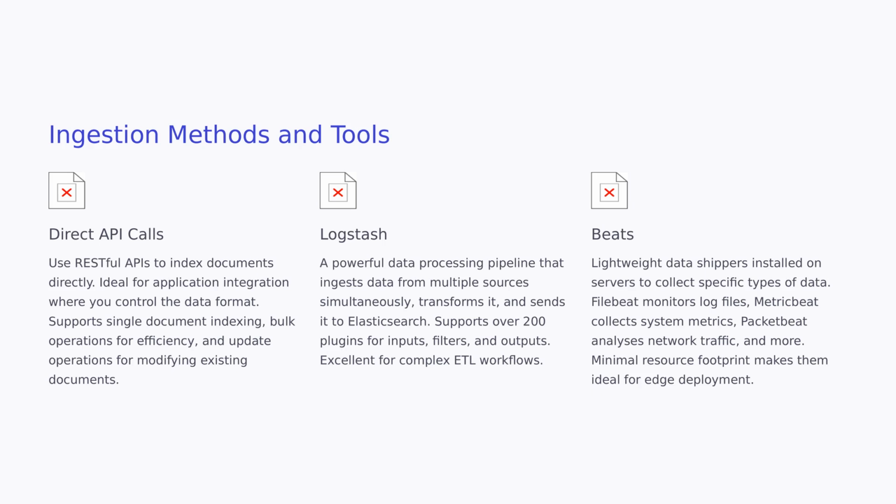Or, opt for Beats, lightweight data shippers that efficiently collect specific data types. FileBeat for log files, MetricBeat for system metrics, and PacketBeat for network traffic analysis. Their minimal resource usage makes them perfect for edge deployment. In a nutshell, whether you prefer direct API calls, leverage Logstash for intricate workflows, or rely on Beats for lightweight data collection, Elasticsearch offers versatile ingestion methods tailored to your needs.